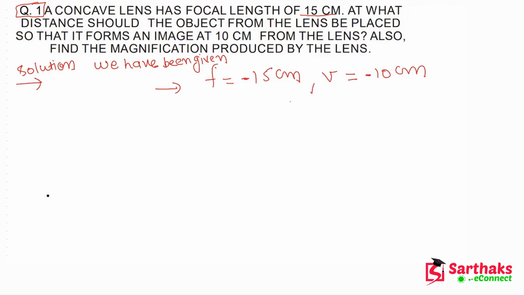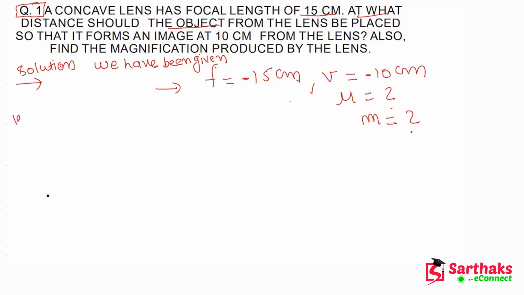Now, also find the magnification. So the question is asking for the object distance, because it is saying at what distance should the object from the lens be placed, since here we have been given the image distance. Now it is indirectly asking us the object distance. And the other thing is also asked, and that is magnification. So first of all, let's calculate the object distance.